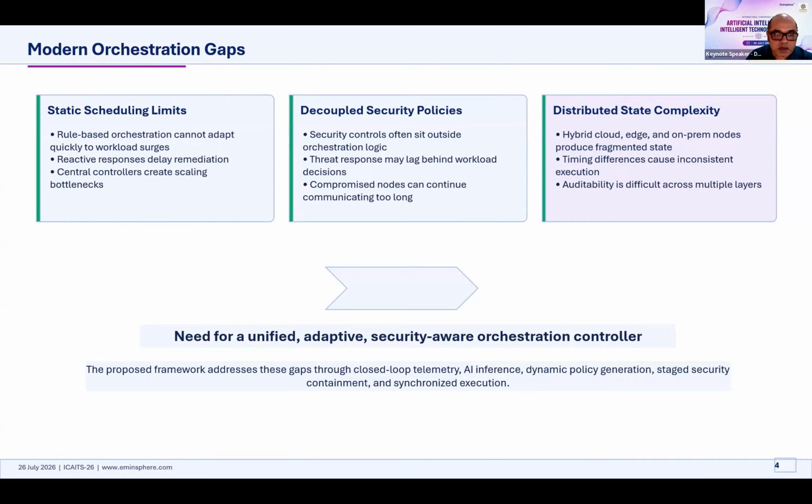The third challenge is distributed state management. Cloud, edge, on-premises infrastructure, and microservices may all produce telemetry at slightly different times and from different environments. So the fundamental question becomes: can orchestration become adaptive, security aware, and continuously informed by the actual state of the distributed environment? That state problem is what the framework attempts to address.